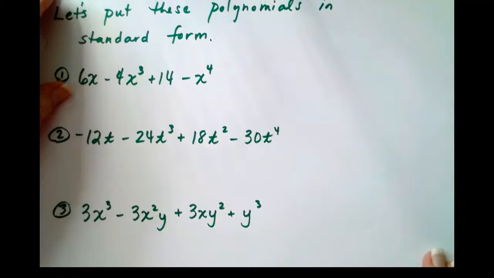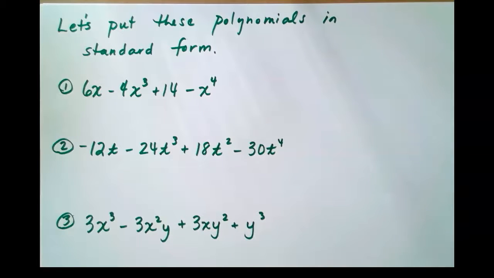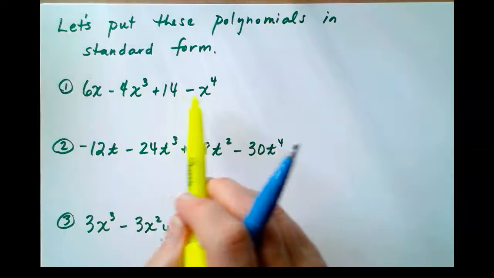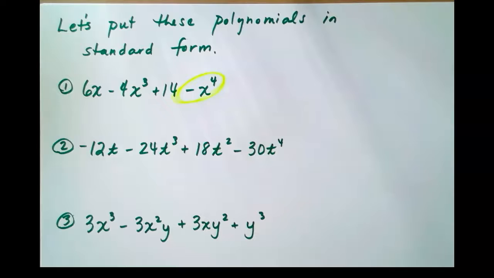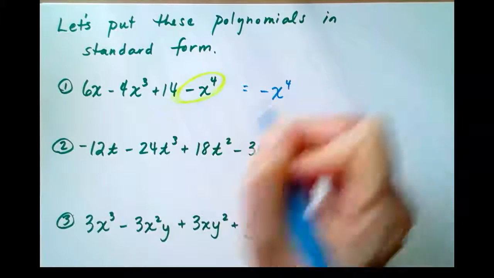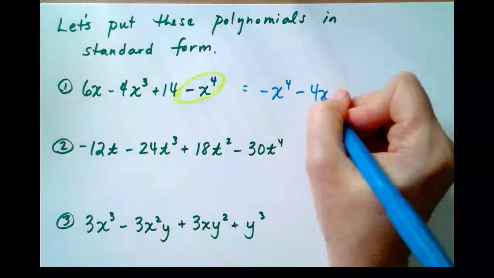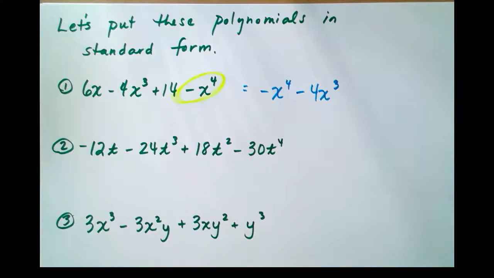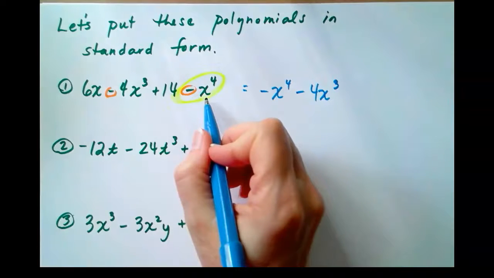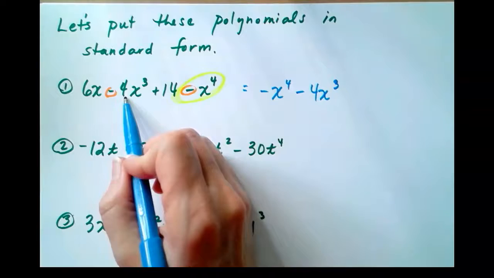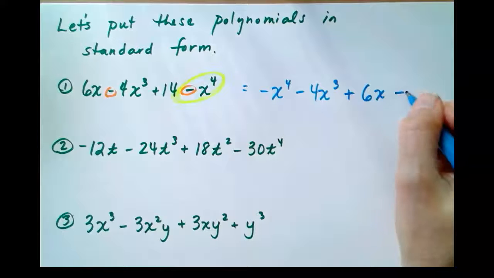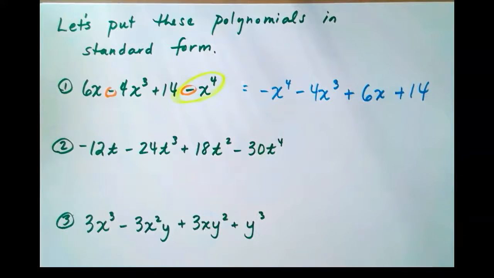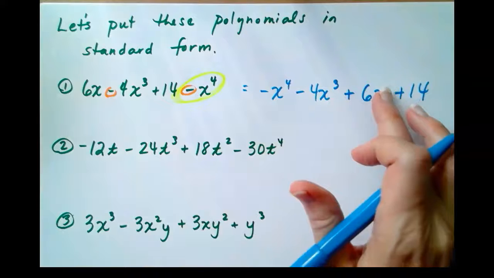So let's finish off these videos by putting these polynomials in standard form. So the first one, 1, 2, 3, 4, we've got a polynomial with 4 terms. The highest degreed term is negative x to the 4th. So it's going to come first, negative x to the 4th, then minus 4x cubed. Everybody, please notice that I am maintaining the sign that is in front of the term. So negative x to the 4th, negative 4x cubed, positive up front is positive 6x, and then plus 14. We have put it in standard form in descending order. 4, 3, 1, and none.